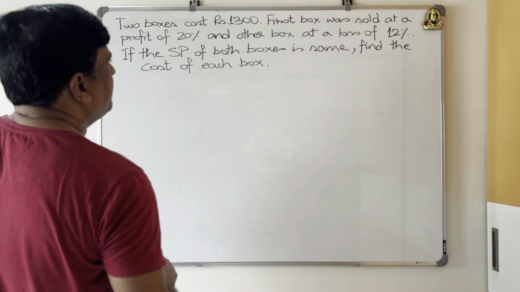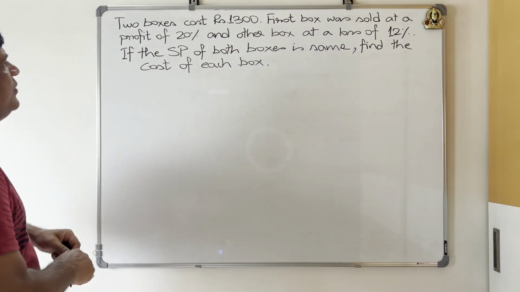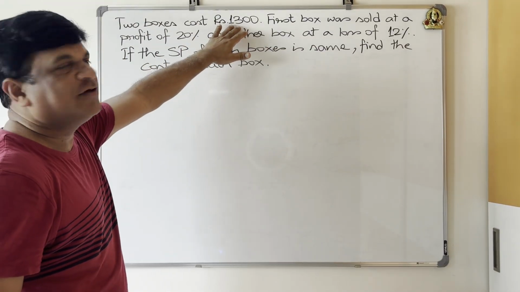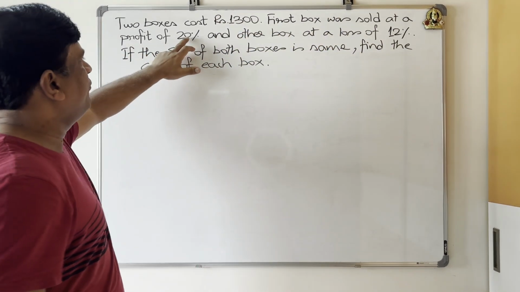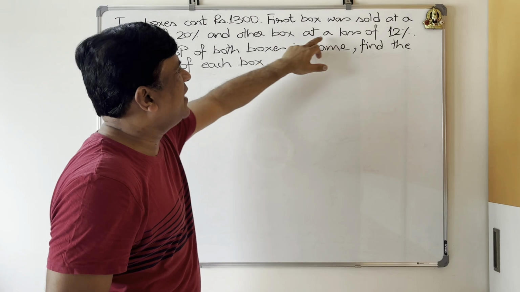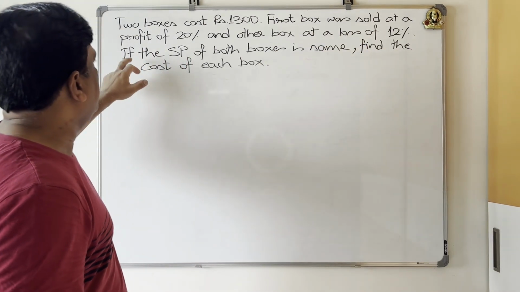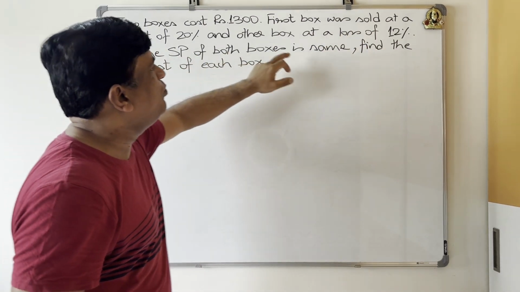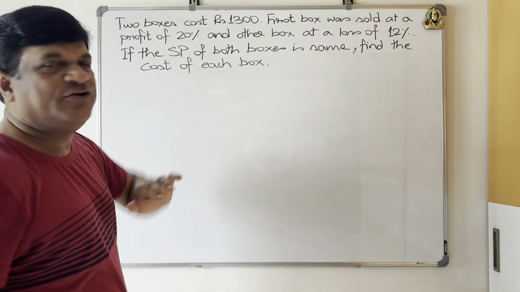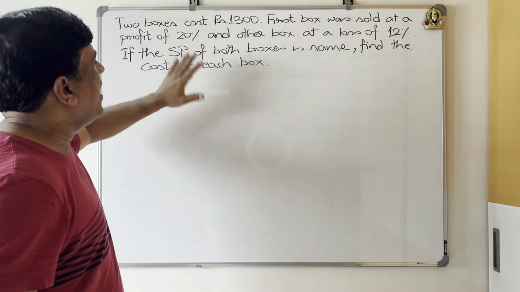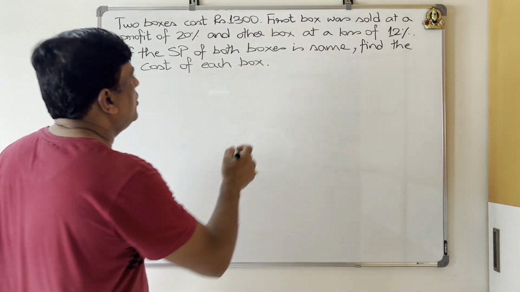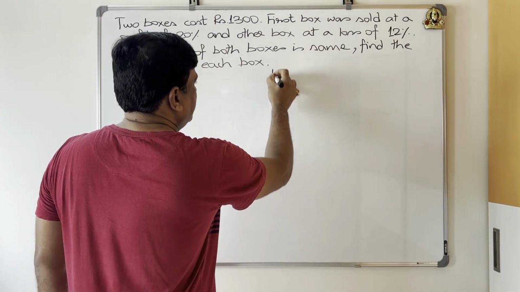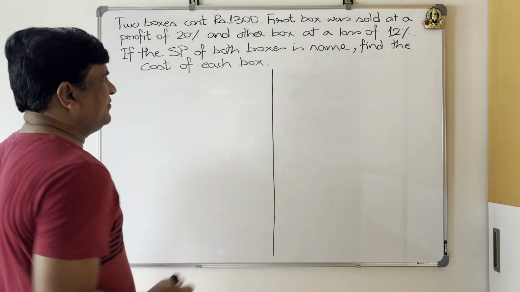Another interesting example over here. They say two boxes cost rupees 1300. The first box was sold at a profit of 20% and the other box at a loss of 12%. If the selling price of both boxes is the same, find the cost of each box. So they are asking us to calculate the cost of each box, which we don't know. We need to tackle this problem in two parts.